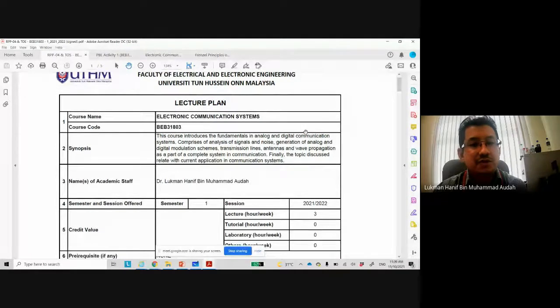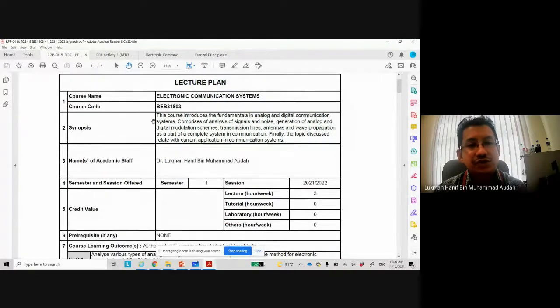Okay, so this course introduces the fundamentals in analog and digital communication system, comprises of analysis of signals and noise, generation of analog and digital modulation schemes, transmission lines, antennas, and wave propagations as part of a complete system in communication. Finally, the topic discussed relate with the application in communication systems.